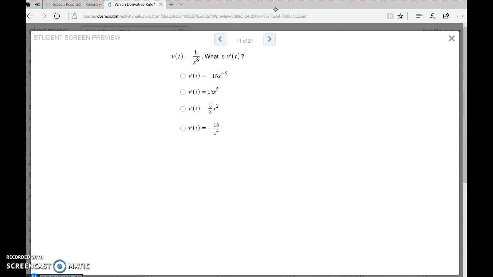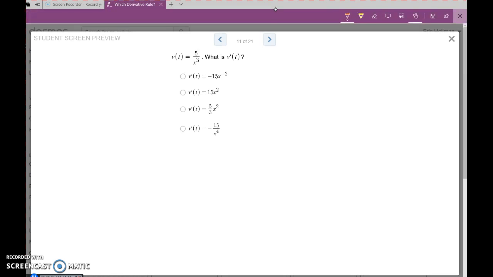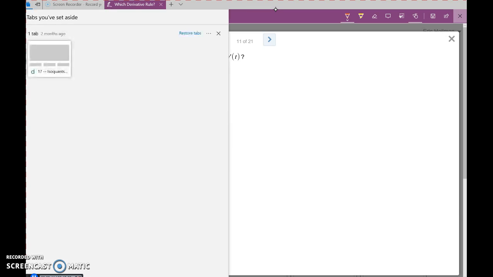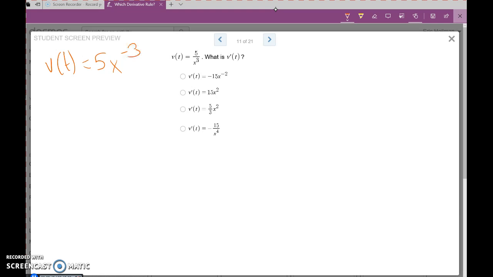Okay, so this problem is on here to make sure that you know that you do not need to use the quotient rule just because you see a quotient. In this problem, I would rewrite this as 5x to the negative 3 first. Oh, great. Okay. And then you just simply do the power rule.